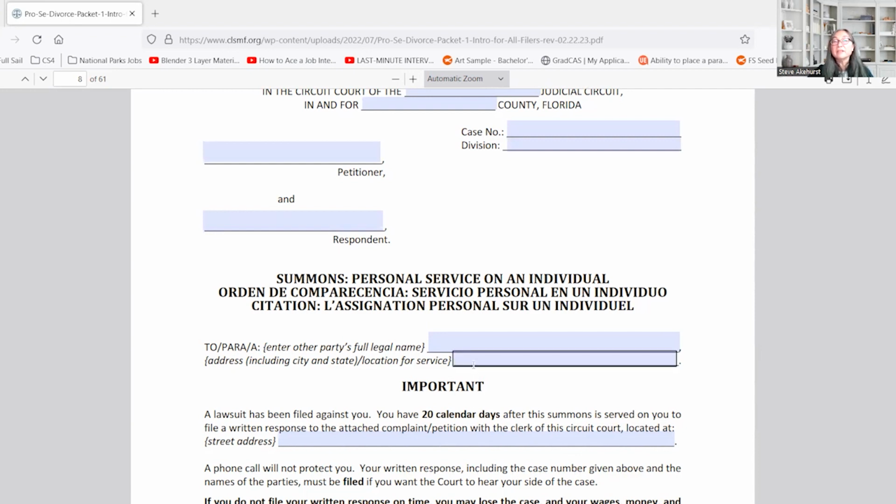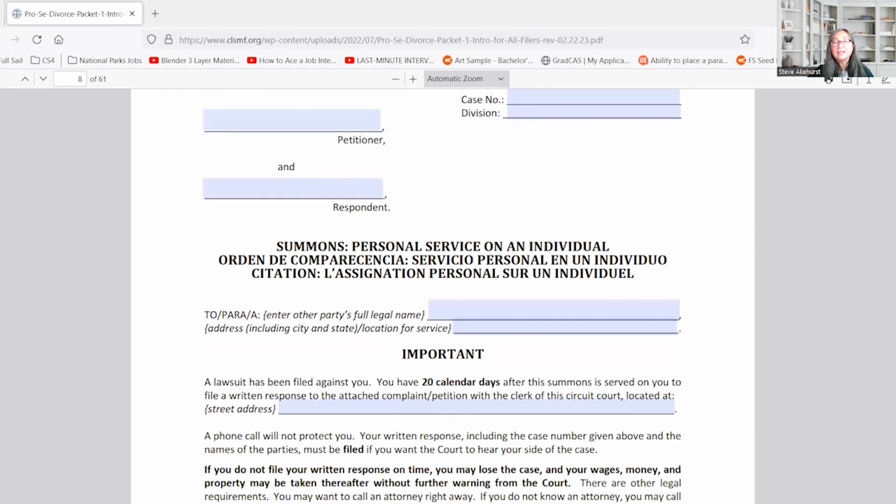What I would recommend is if they're staying with a relative, if they have a cousin, or if they have a friend that they're staying with, wherever you think that they will be able to be served these legal documents, that's the address you want to use. Because on the title, it says summons, personal service on an individual.